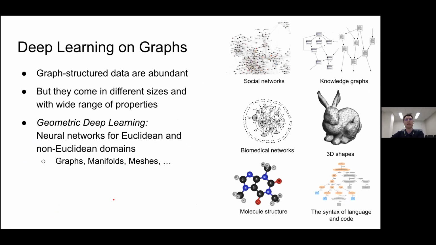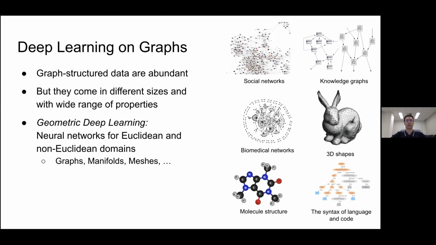So graph structured data are really abundant, and in recent years, it's been a more and more hot area of research, developing models to process this kind of data, such as social networks, knowledge graphs, biomedical networks, shapes and meshes, molecular data, and so on. And really all these data sets come in very different sizes and shapes, and very different properties are important in these different data sets, even though they are all kind of graphs.